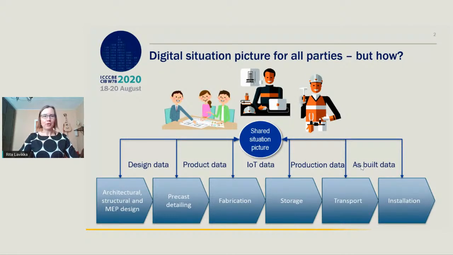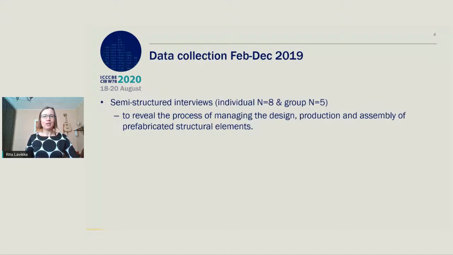Digital situation picture allows all parties to understand the current situation of the project and forecast into the future. However, currently a situation picture of construction operations is often missing. Situation picture is formed by combining data from design, production plans, and status of construction. This study describes intercompany data flows needed for creating a situation picture for managing the supply chain of prefabricated structural elements.